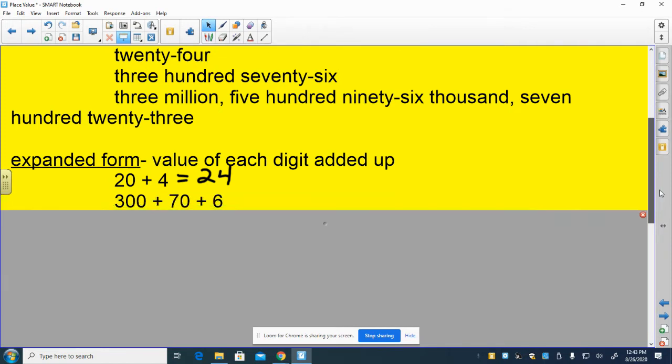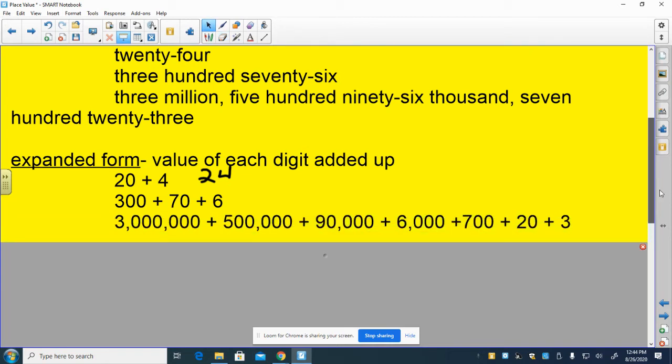And I'll go through that with the next number, 376. 3 on 100 Street is 300. 7 on 10 Street is 70. And 6 on 1 Street is 6. And down to the millions. A 3 on Million Street is 3 million. And remember, a comma, a comma, a comma every 3 digits. 1, 2, 3, splash. So we have 3 million.